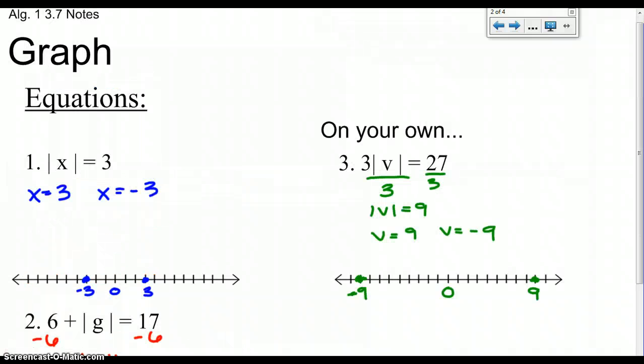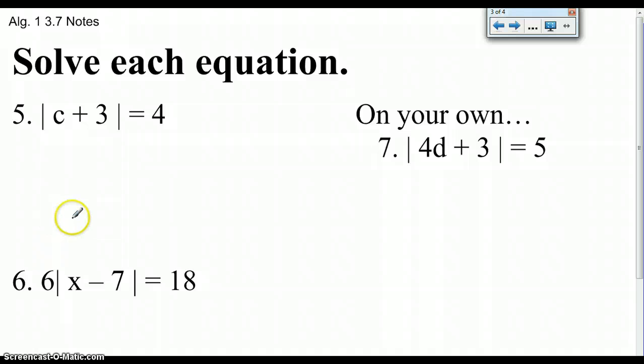Okay, you can look and see what I did. We needed to get the absolute value by itself, so we divided both sides by 3. Then we get the absolute value of v is equal to 9. So we have v is equal to 9 and v is equal to -9. And then I graphed those 2 points. We're going to move on to number 5.